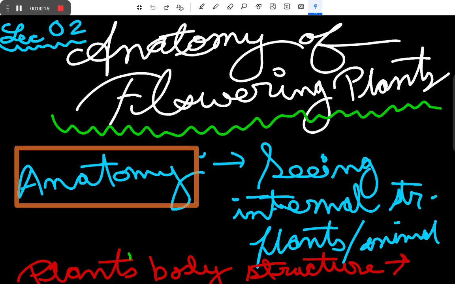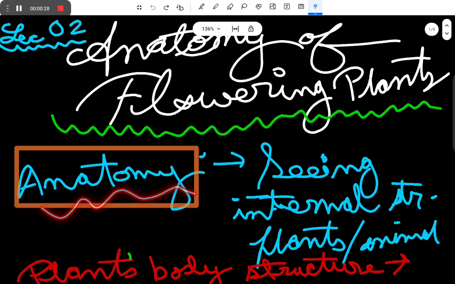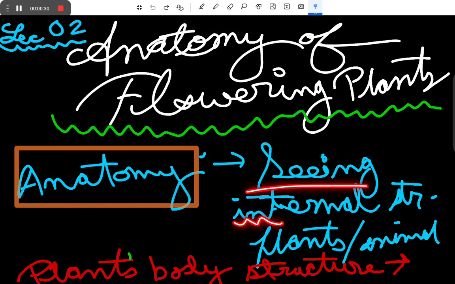So today we are going to learn about all the classified varieties of tissue and all that. Let's do a quick revision. So what is anatomy? Anatomy is looking at the internal structure of plants or animals. It is actually looking into the internal structure.